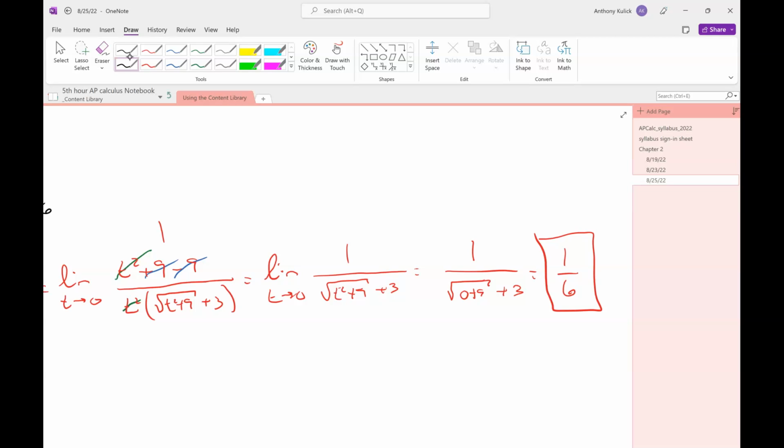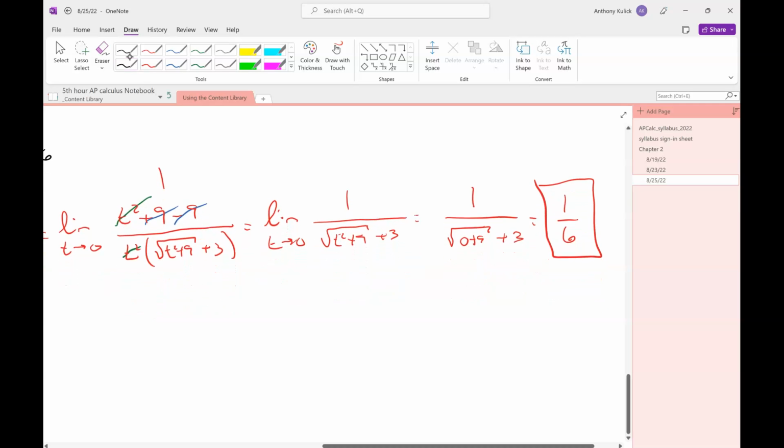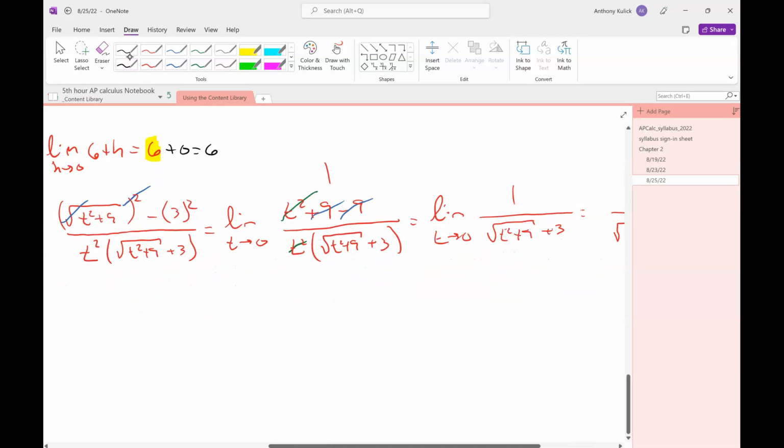Which is nice. All right, what I want to talk about next is called the squeeze theorem.